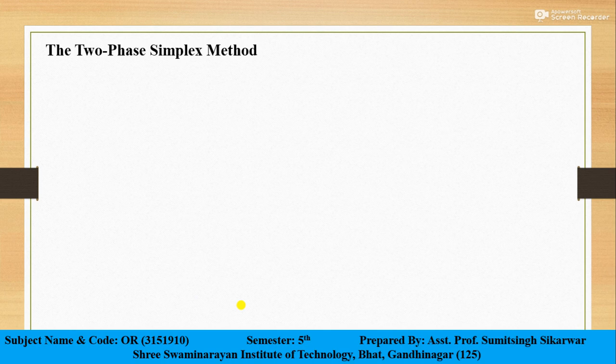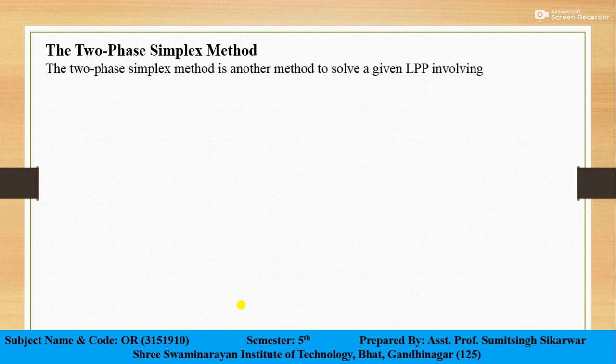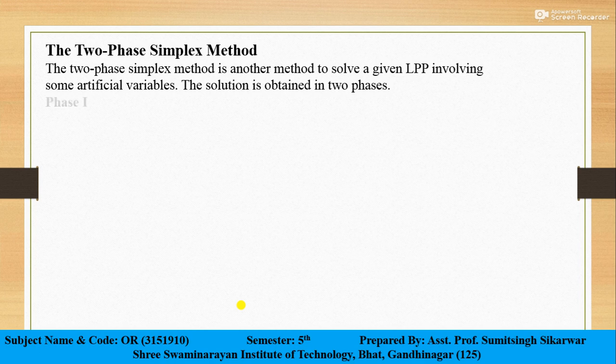Our next method is the two-phase method. In the two-phase method, these are the steps which we need to consider. There are two phases, as we can see from its name. So in phase 1, these are the steps of finding a basic solution.